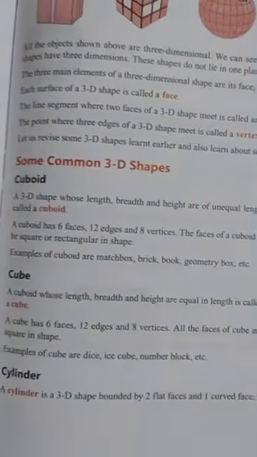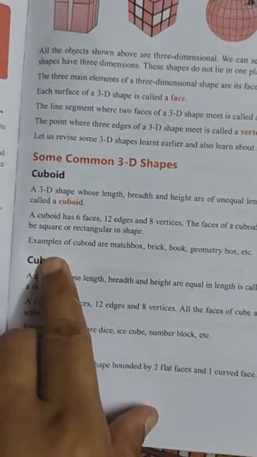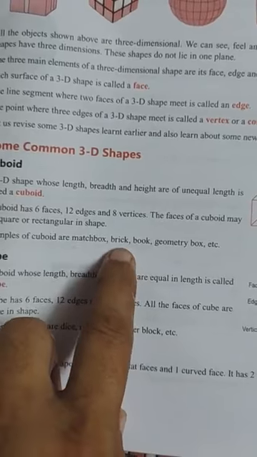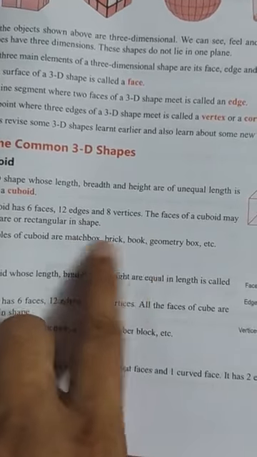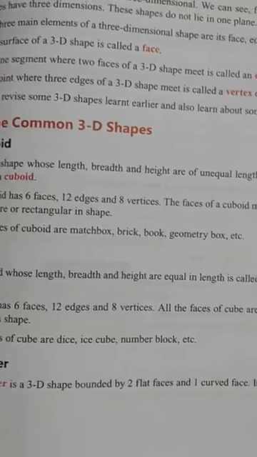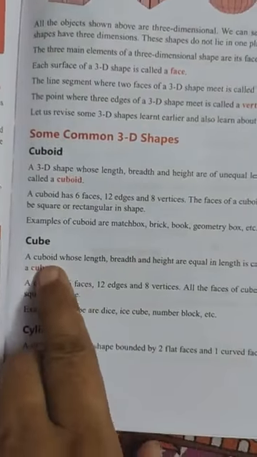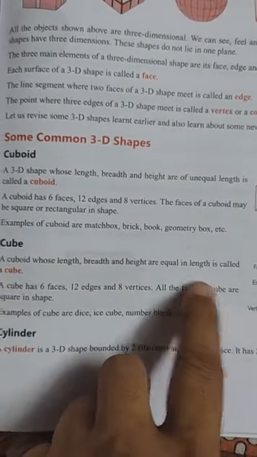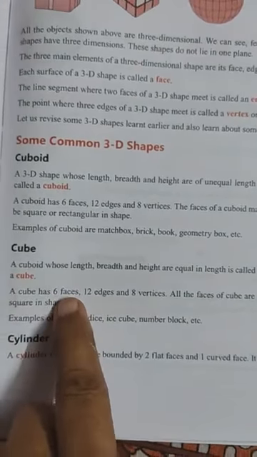Okay. So now, examples of cuboid are matchbox, brick, book, geometry box. These are all the examples of what? Cuboid. So next is cube. So a cuboid whose length, breadth and height are equal in length is called what? Cube. It also has 6 faces.